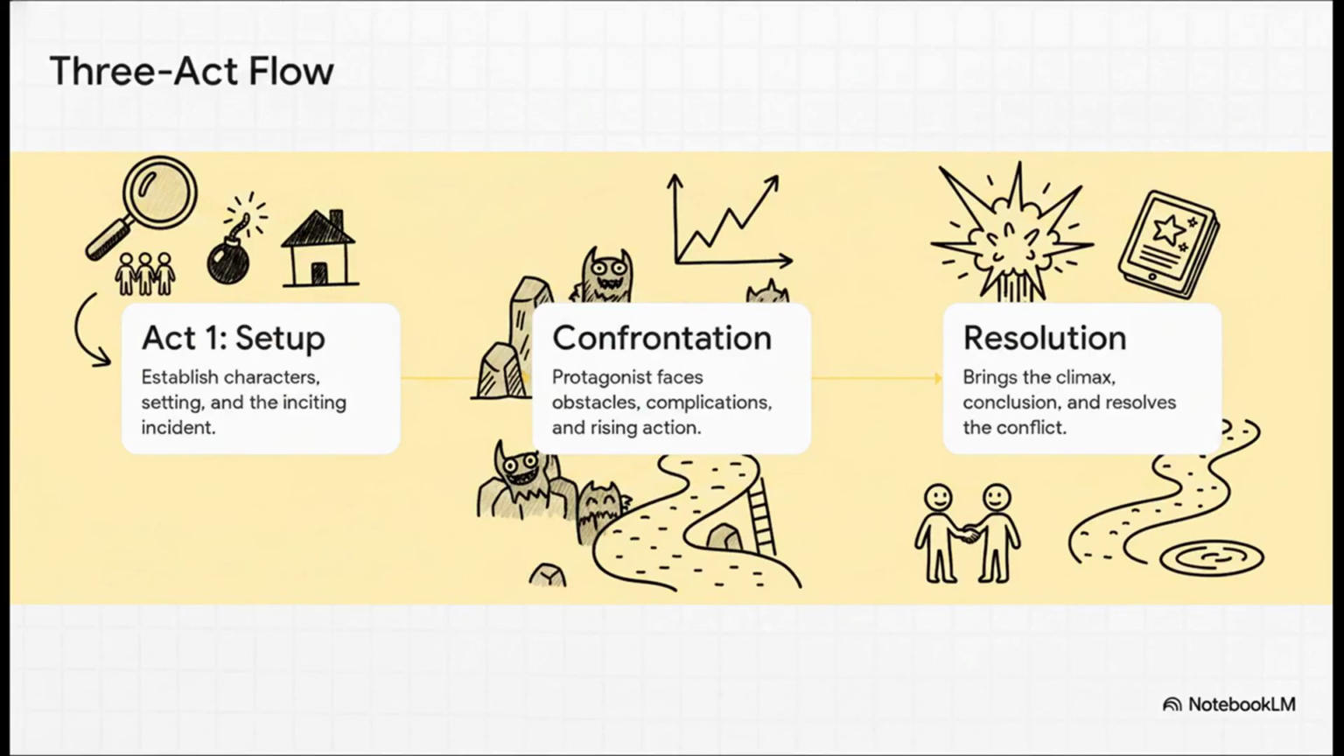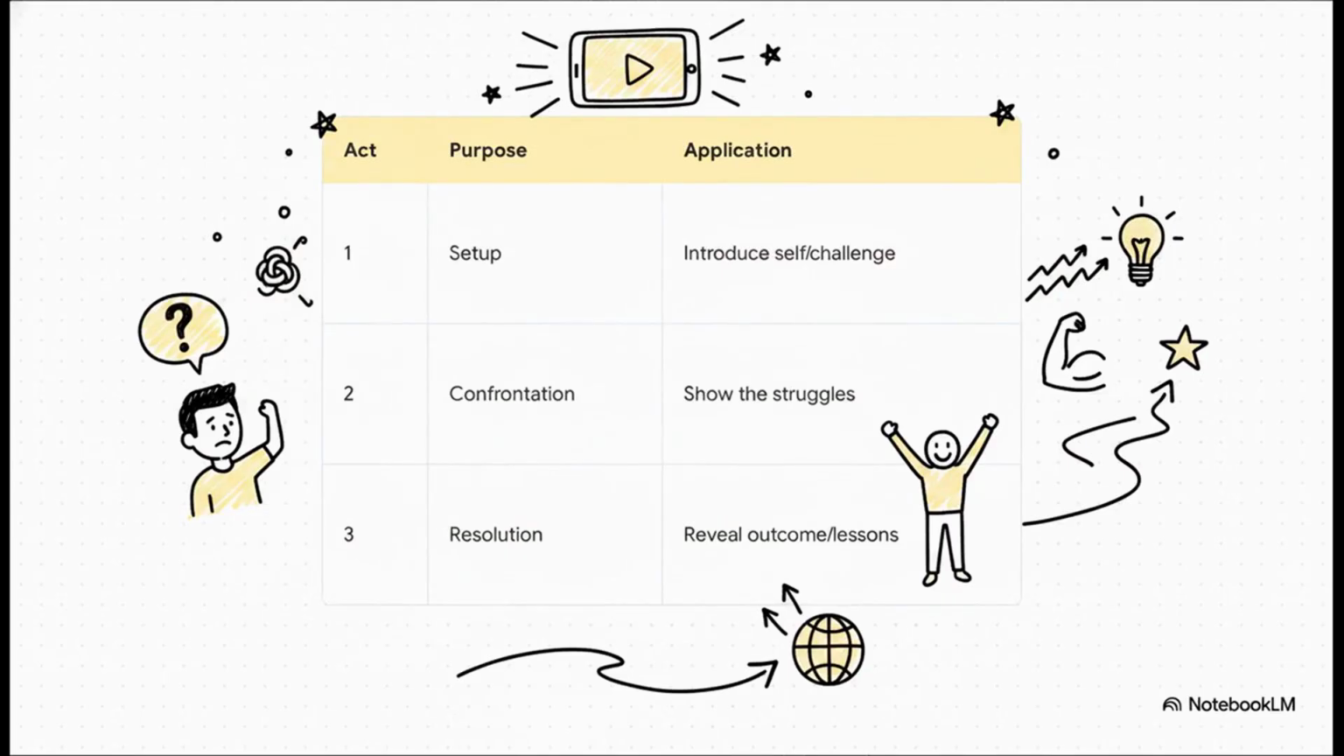Then we hit Act 2, the confrontation. Now this is almost always the longest section of your project. This is where your protagonist faces obstacles, complications, and rising action. The tension and the stakes absolutely have to escalate here. Finally, we reach Act 3, the resolution. This brings the story's ultimate climax and then the aftermath, tying up those loose ends and resolving the conflict once and for all. It's honestly amazing how seamlessly this translates to real-world creator content.